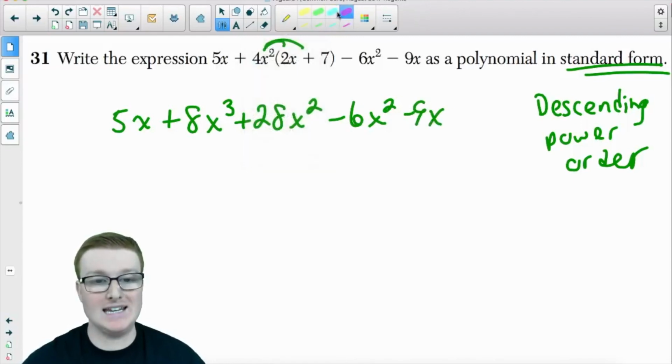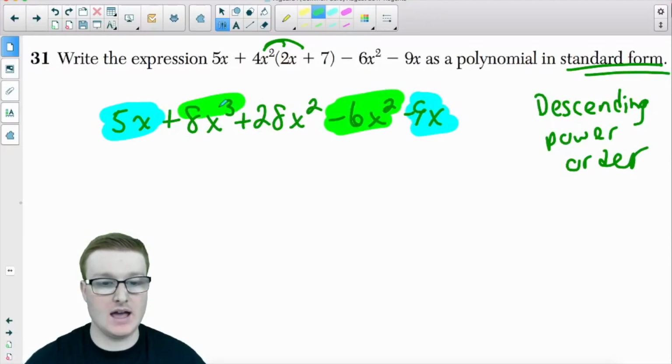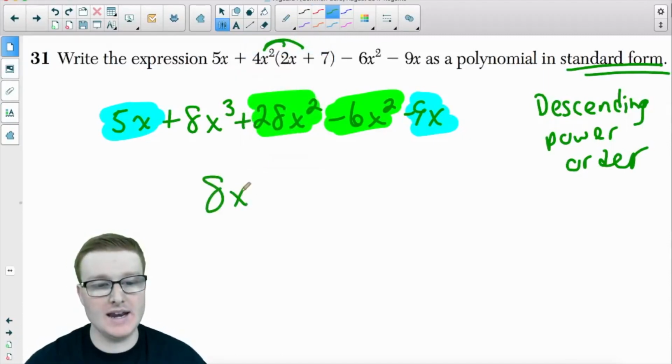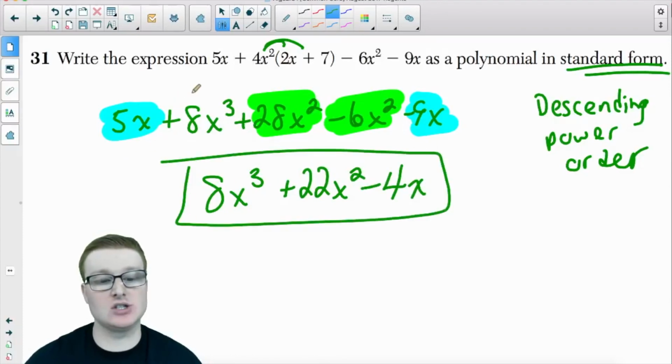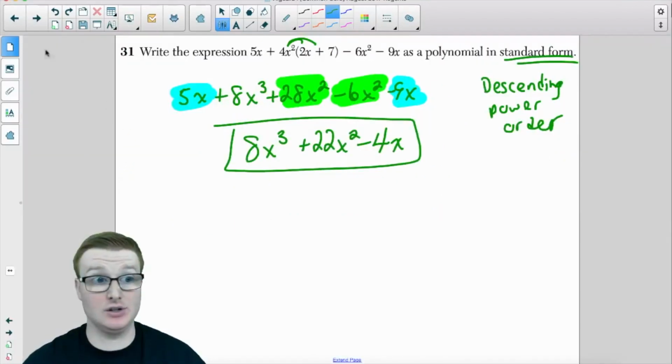We are going to combine like terms. The 5x with the negative 9x. The negative 6x squared with the 28x squared, and the 8x to the third just as it's by itself. So we get 8x to the third. 28x squared minus 6x squared gives you positive 22x squared. And 5x minus 9x gives you negative 4x. That, ladies and gentlemen, is your answer. 8x to the third plus 22x squared minus 4x. That is in standard form.